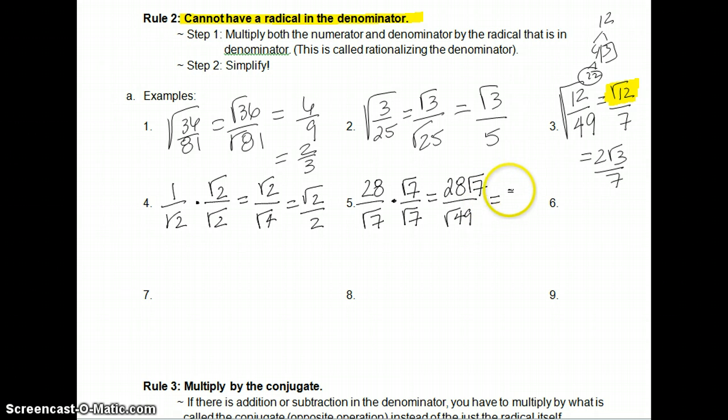Well, the square root of 49 is just 7. So 28 root 7 over 7. Okay. Root 7 and 7 do not cancel. However, 28 and 7 do. So your final answer is 4 root 7.